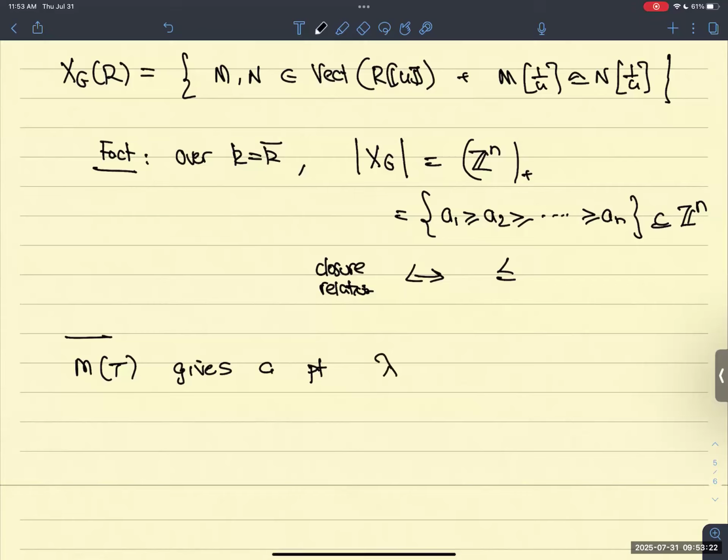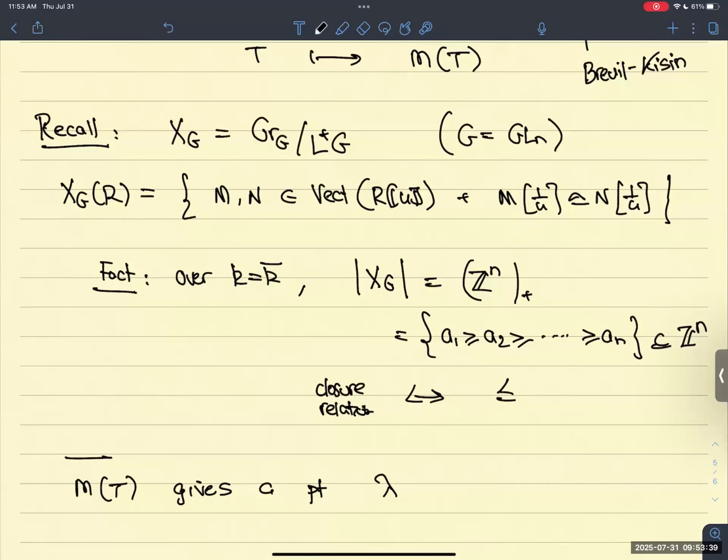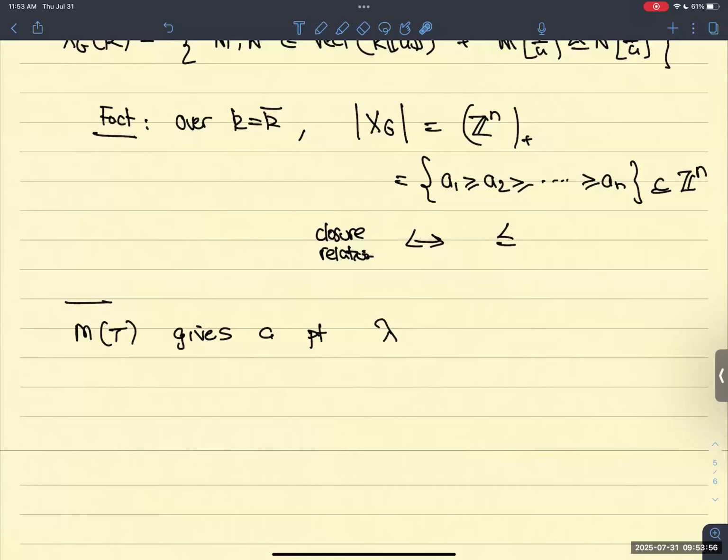For this fact, I'm just wondering why you have to assume k equals k bar. Oh, maybe you don't for GL_n. I was just worried about torsors for the group you're quotienting by causing problems. It's probably okay in the GL_n case in general, yeah. Okay, thanks. I should have said everything I'm saying right now also works for all reductive groups. I was just doing it for GL_n.